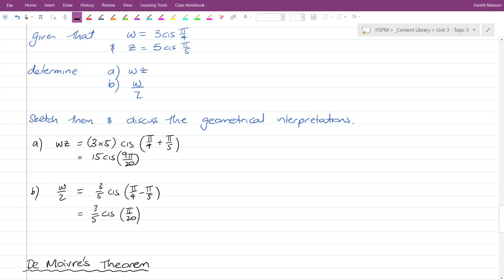Geometrically, and this is probably going to be pretty hard to see, but maybe we need to play around with this a little bit later. But pi on 4 is 45 degrees. So W is here. It's got a length of 3. Probably should scale that down a bit, shouldn't I? In fact, they're all in that first quadrant. So let's scale this out. W is out at an angle of 45 degrees, and it's got a length of 3. Z is out on a slightly smaller angle, pi on 5. Pi on 5 is 36 degrees, but it's longer. So Z's out here, and it's got a length of 5.